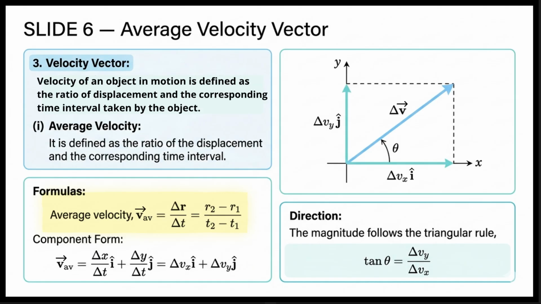We can express this in component form as well. Here, v_av equals delta x over delta t in the i direction, plus delta y over delta t in the j direction, giving us velocity components Vx and Vy. In this vector diagram, you can see the resultant velocity vector in the coordinate plane resolved into these horizontal and vertical components. To determine the vector's direction, we use the standard triangular rule. We calculate the direction angle theta using the expression tangent of theta equals the vertical velocity component delta Vy divided by the horizontal component delta Vx.